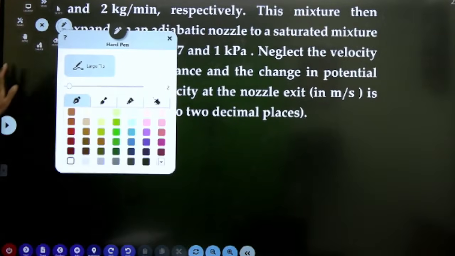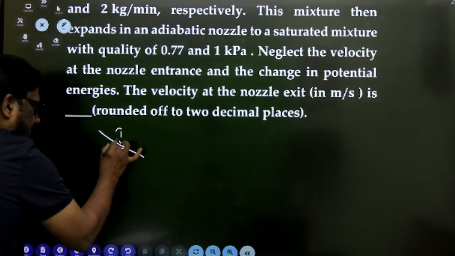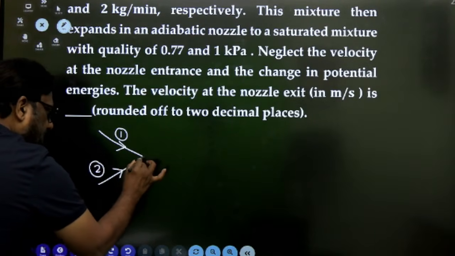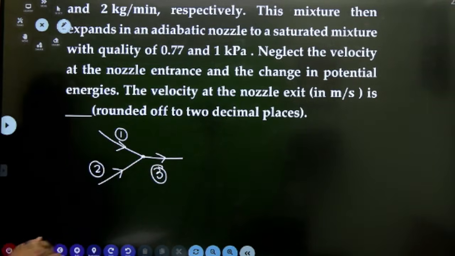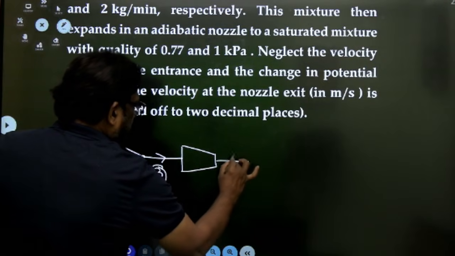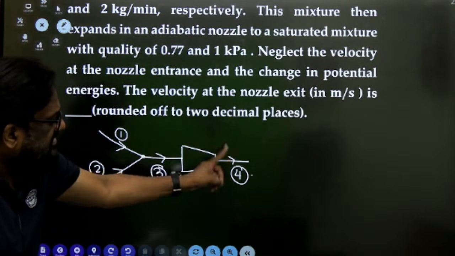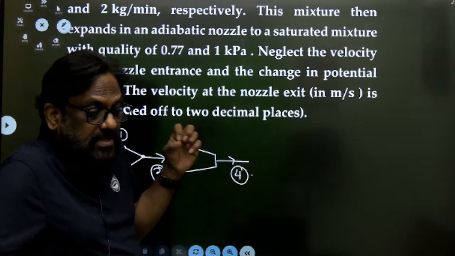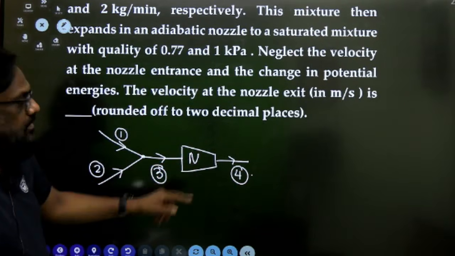ये प्लेस चलो. There is one stream of superheated steam. There is another stream of superheated steam. They are mixing and the resultant is 3. और ये क्या हो रहा है? It is then entering the nozzle and finally it is coming out at 0.4. He is asking the velocity of the steam which is exiting from the nozzle. जो nozzle से बाहर आ रहा है, fluid, steam जो भी आ रहा है, उसका velocity पूछा है. And he also said that the velocity at the inlet to the nozzle is negligible.